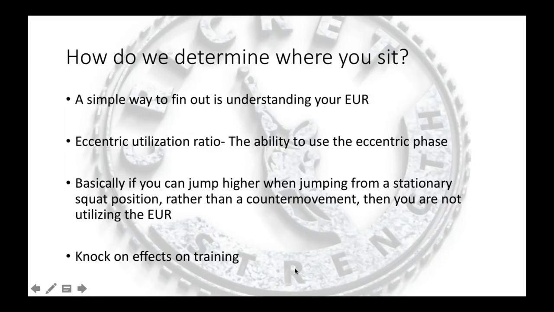So how do we determine where you sit on that graph? The very simplest way is to find out and understand what your EUR is, okay? Sounds complicated, but it's really not. EUR is basically the eccentric utilization ratio. So it's the ability to use your eccentric phase. So put it in basic layman's terms, what we do is we've got 2 basic jumps, which we bring in and use, and we can do this with pretty much anyone. And I'll explain how to do it in a little bit.